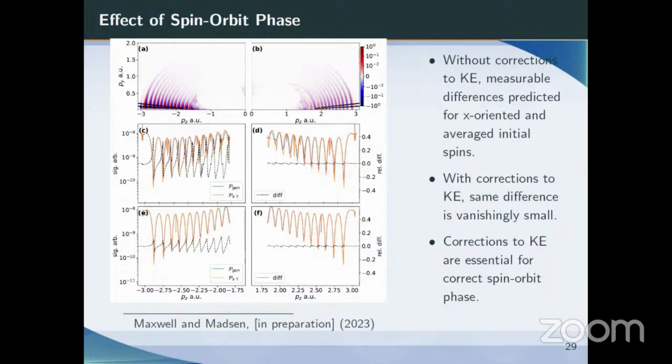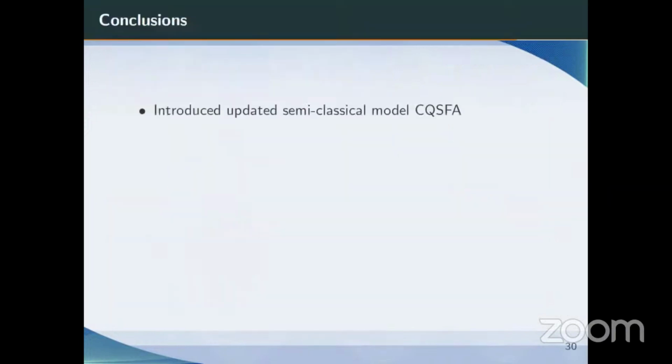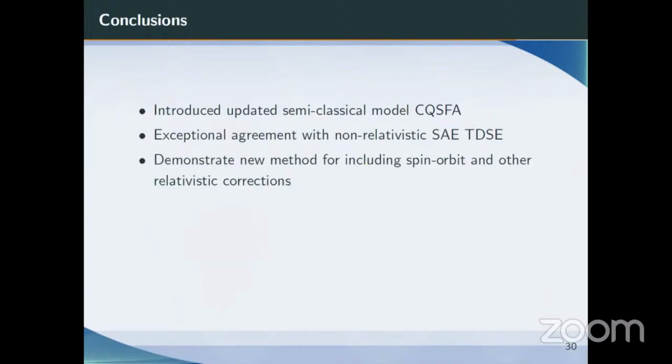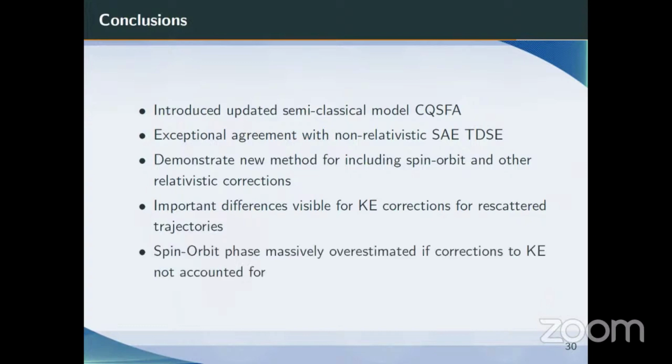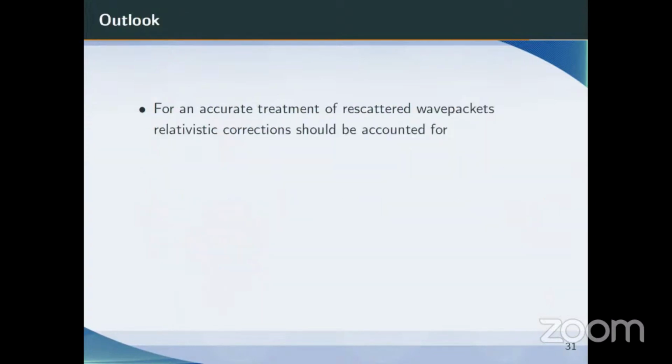So now I will sum up. We introduced an updated version of the CQSFA, which can now give very good agreement with the TDSE, and then showed how we can incorporate spin-orbit coupling and other non-relativistic effects. What we found is there are big differences for the kinetic energy corrections for the rescattered electrons, and that the spin-orbit phase is massively overestimated if the corrections to kinetic energy are not accounted for.